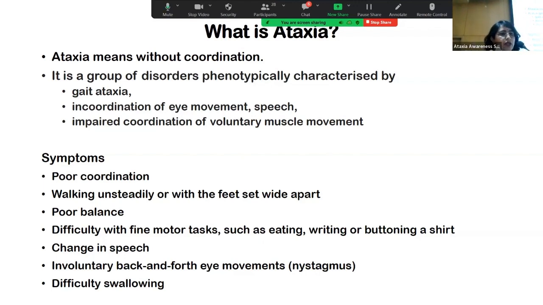So basically, what are the symptoms? Poor coordination, walking unsteadily. Madam displayed it very well in the videos also. Poor balance, difficulty with fine motor skills and speech, change of speech, involuntary movement of the eye. Sir talked about it, and difficulty swallowing. And these are just the symptoms. Both sir and madam highlighted how we could take care of that.